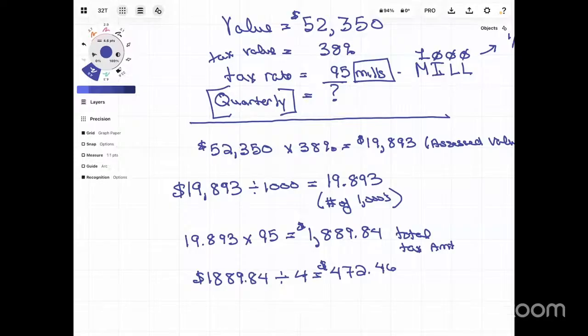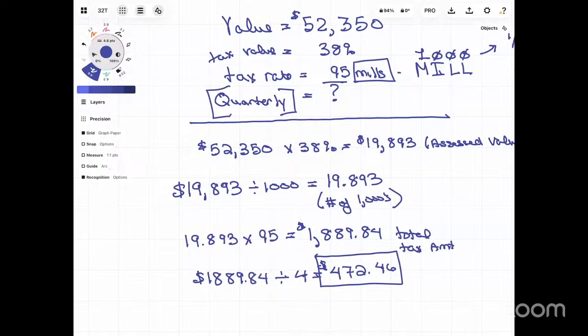So our answer should be the 472.46, which is correct. On the test, they generally round to the whole dollar anyway, so don't worry about the decimals, not a big deal.